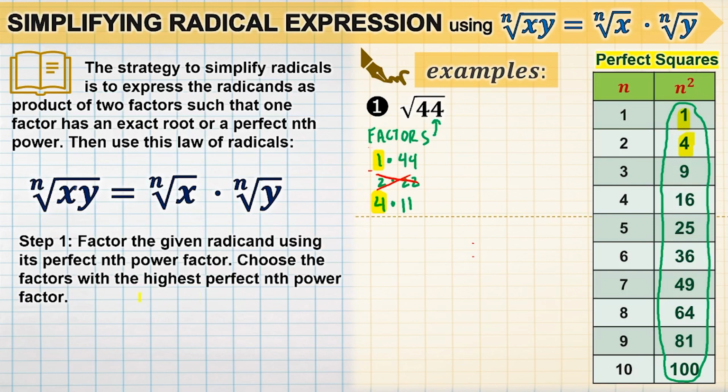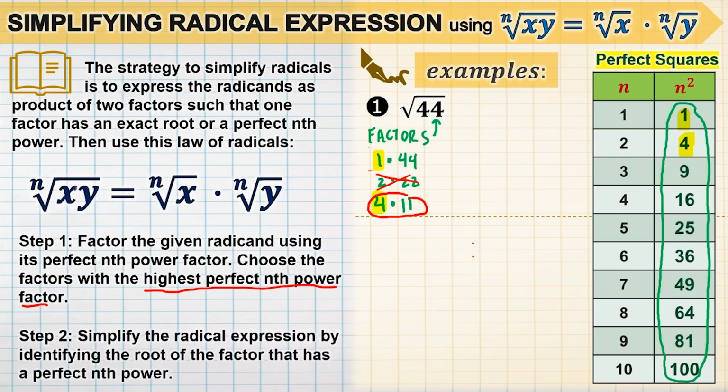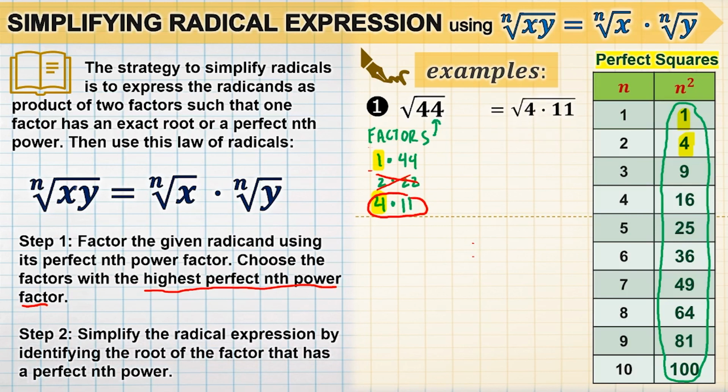Although, it says here, ayan, sinabi din dito na ang pipiliin mo daw na pair of factors ay yung merong highest perfect nth power factor. So, in this case, yung may pinakamataas na perfect square factor. In this case, ayan, si 4 times 11 yung pipiliin natin kasi ang may pinakamataas na perfect square factor ay si 4. And then after that, we will try to rewrite square root of 44 into square root of 4 times 11. Ayan. So, magiging ganito na yung itsura niya. So, parang yung x dyan ay yung 4 and then yung y dyan is yung 11.